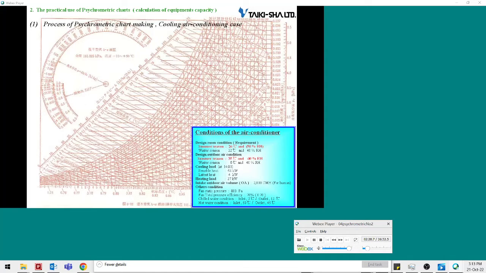So let's begin with cooling. Let's plot the design conditions. The position of circled number 1 shows the status of outdoor air, while the number 2 shows the status of room air.